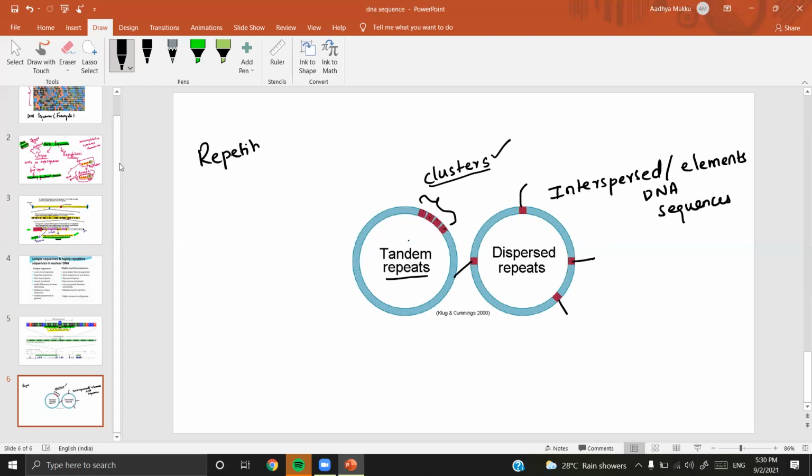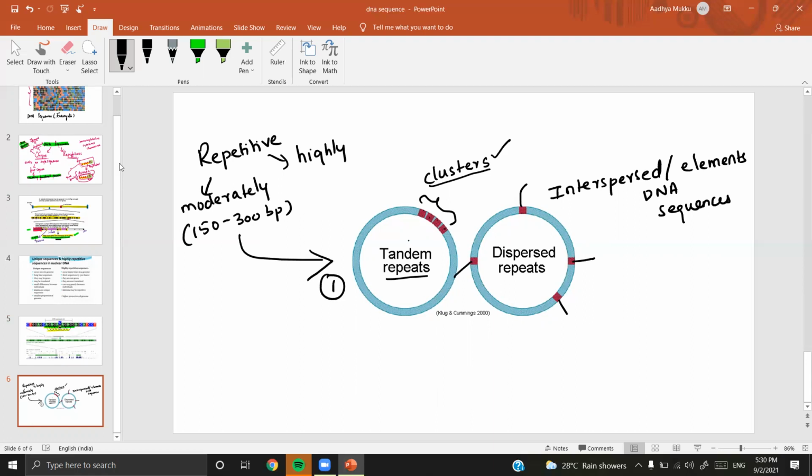The repetitive DNA sequences are of two different types. One is moderately repetitive and the other is highly repetitive. What is moderately repetitive? Remember that these exist only in a length of 150 to 300 base pairs. And these tandem repeats are going to be the clusters, and the moderately repetitive examples are the tandem repeats, number one. And the second example is the interspersed elements.